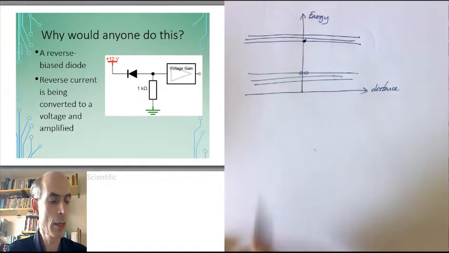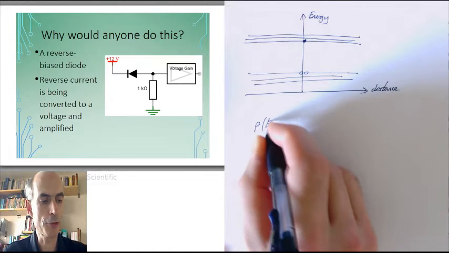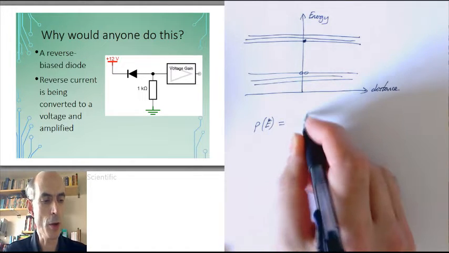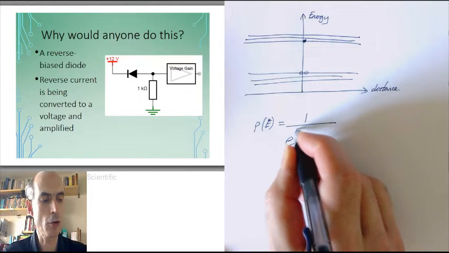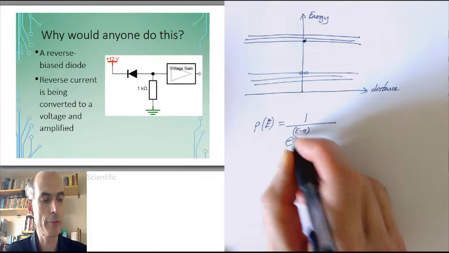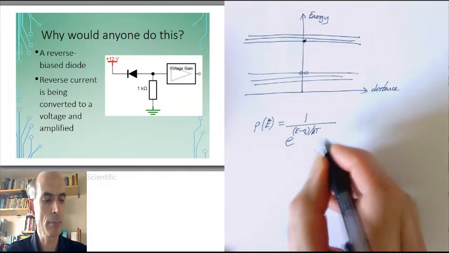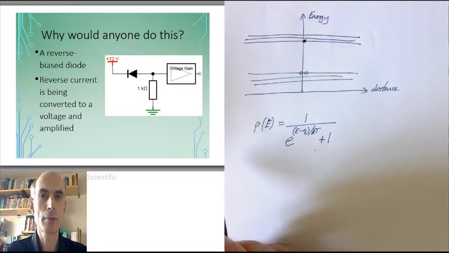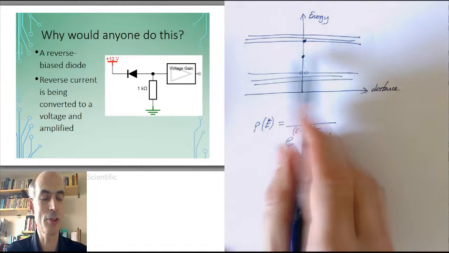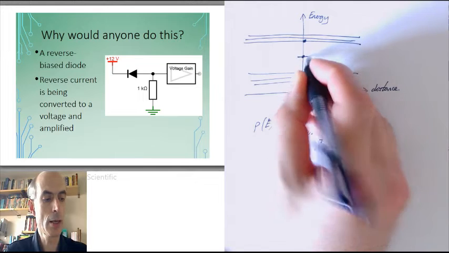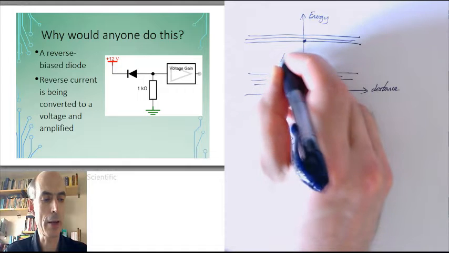Now, the Fermi Dirac distribution, you might remember, says that the probability that a state is occupied is equal to 1 over e to the power of the difference in the energy of that state to a fixed energy level called the Fermi level, divided by kT, plus 1. For a reverse biased PN junction, just at the junction itself, the Fermi level will be about halfway between the valence band and the conduction band, about there.